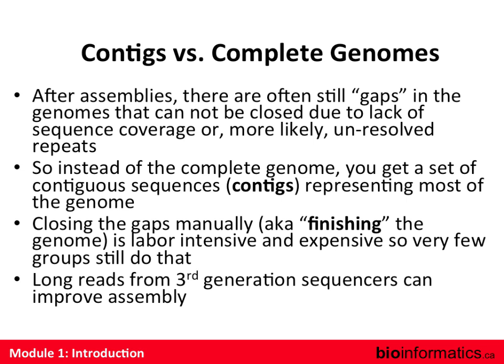Closing the gaps manually, what is typically called the finishing step of genomic sequencing, is labor-intensive. I think it still costs tens of thousands of dollars to do this, because it involves manually designing PCR primers to try to close the gaps. This has been alleviated by combining third-generation sequencers, which have longer reads, with the short but higher-quality reads from second-generation sequencers to improve the overall sequencing assembly process.